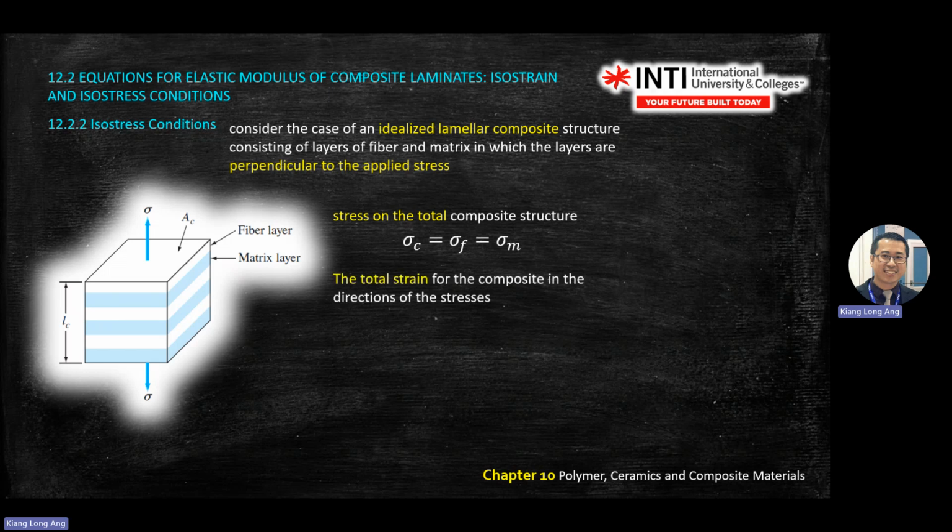Okay, so we're back to isostress. Isostress means stress is the same. So when your stress is the same, the total strain of the composite, which is the deformation of the composite, will be the combination of fiber and matrix. The deformation experienced under the isostress condition will be the combination of fiber and matrix because matrix and fiber elongate differently when you pull it. So the elongation here is a bit different between the materials. That's why you see the second formula on the screen here.